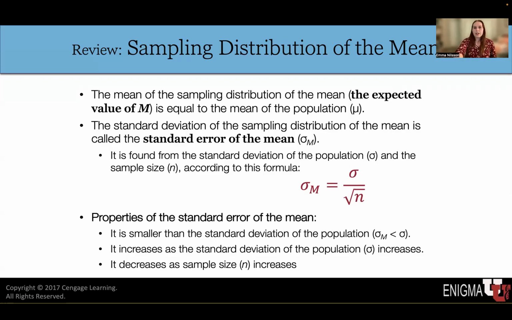It is found from both the standard deviation of the population and the sample size, which are shown in this formula for the standard error of the mean. And then a quick reminder of the properties of the standard error of the mean, or the standard deviation of that mean distribution: it's going to be smaller than the standard deviation of the population. It is going to increase as the standard deviation of the population increases, and it is going to decrease as the sample size increases.